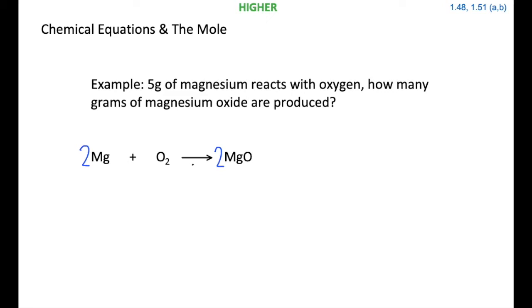We can say that 2 moles of magnesium are needed to react with 1 mole of oxygen molecules to produce 2 moles of magnesium oxide. That would be true. So in terms of the question, we're told that 5 grams of magnesium reacts. We need to work out how many moles of magnesium this is.